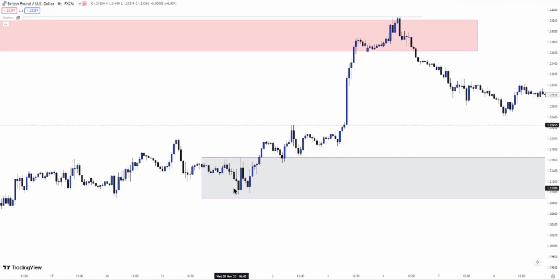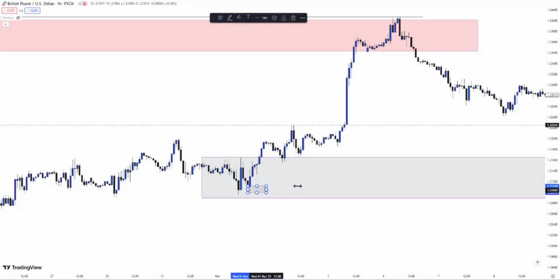Now, as you can see, this one is mitigated, this one is mitigated, all right? So where is the candle that is not mitigated? Now, take a look at this. This wick is not mitigated, all right? This very wick here is not mitigated.